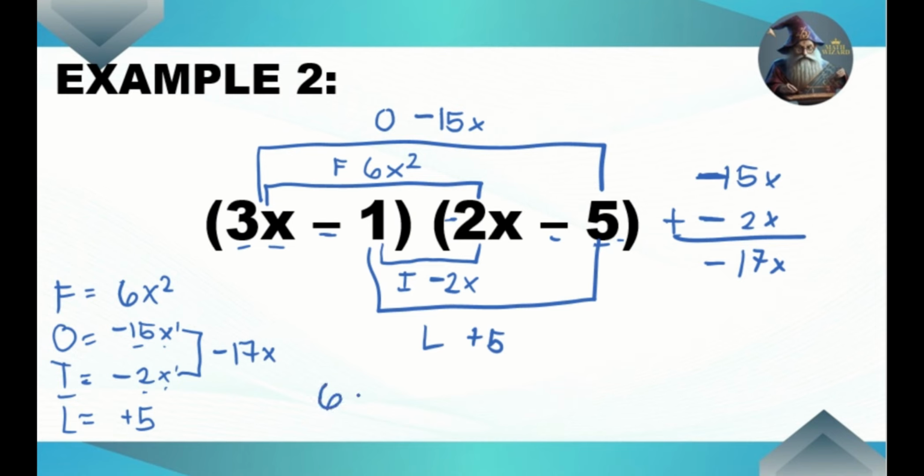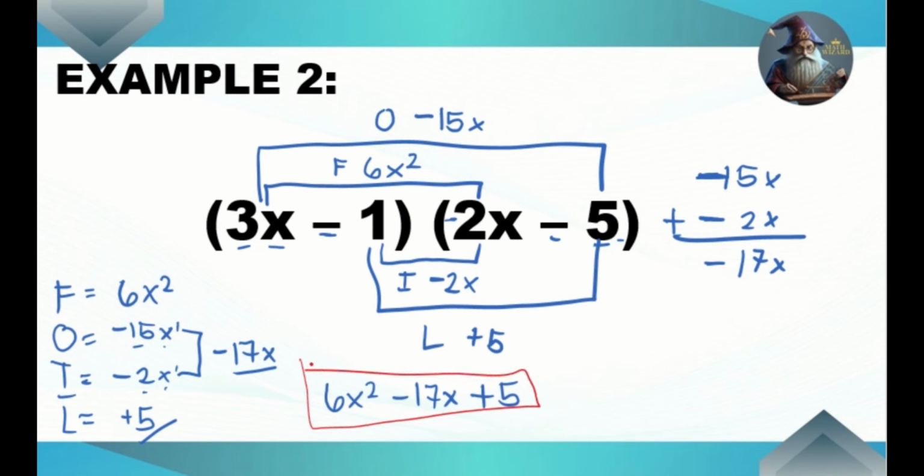So, to make it neater, let's write it this way. 6x squared minus 17x, and then the constant 5. So, now the final answer is this. That is example number 2.